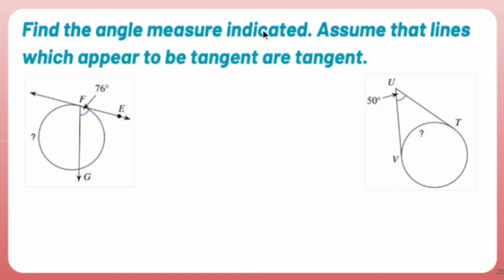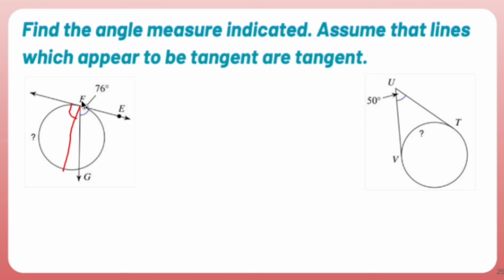Find the angle measure indicated. Assume that lines which appear to be tangent are tangent. So let's take a look at this guy on the left. U appear to be tangent. So if that's a tangent line, then what I know is U are 90 degrees.